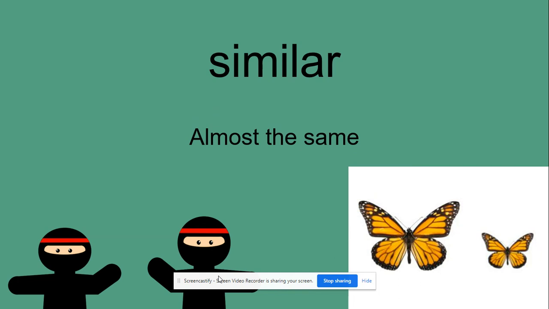And our last one, you guys again should be very familiar with this word, similar. When we were comparing two texts on the same topic, we were finding things that were similar or almost the same. Here you've got two butterflies that are very similar, okay? One is just larger than the other.